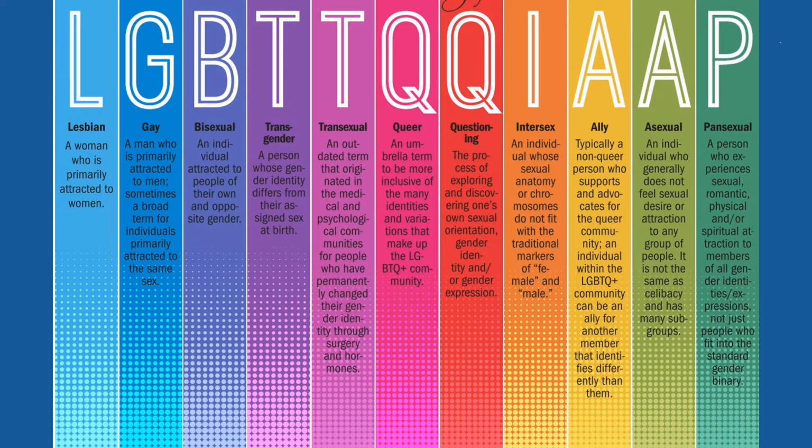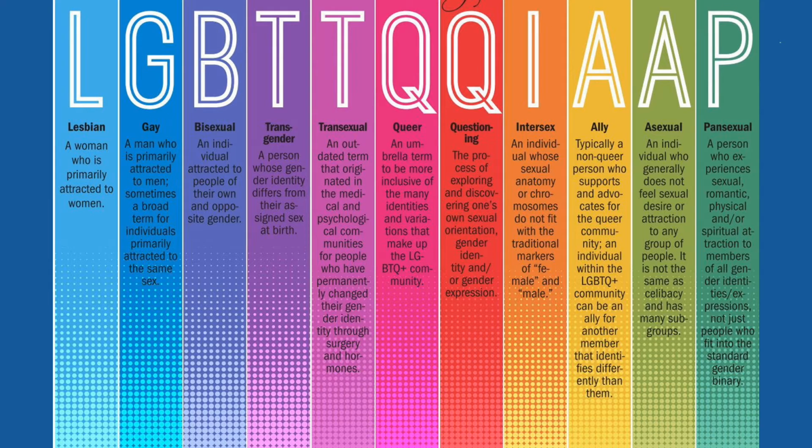LGBTQ+ is an acronym that names various sexual minorities. So what do all of the letters stand for? L stands for lesbian, or women who like women. G stands for gay, or men who like men. B stands for bisexual. These are folks who like both men and women. T can stand for transgender or transsexual. Transgender is a person whose biological sex does not match their gender identity. Transsexual is an outdated term.